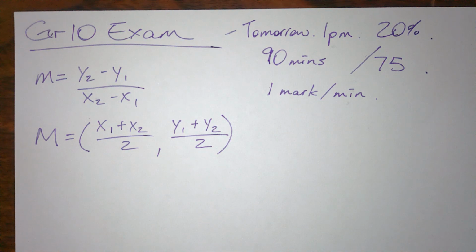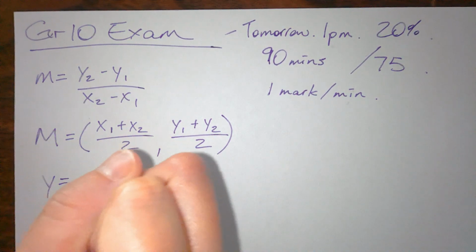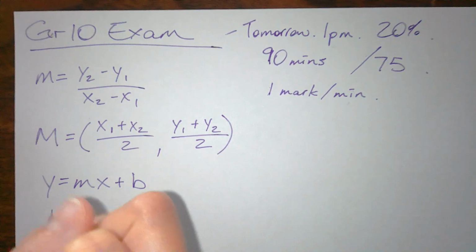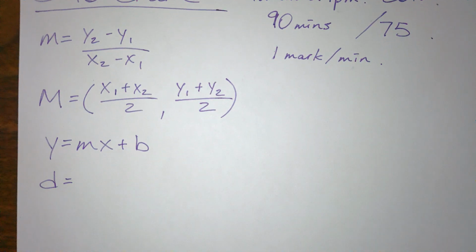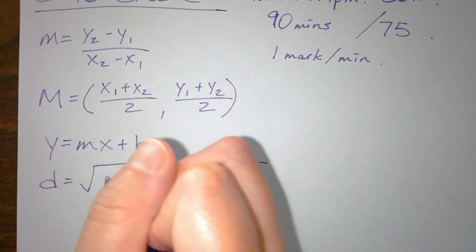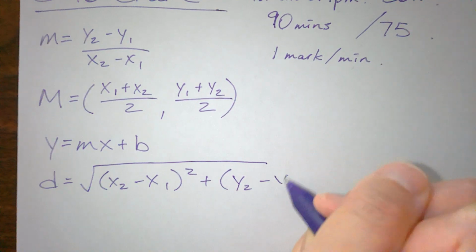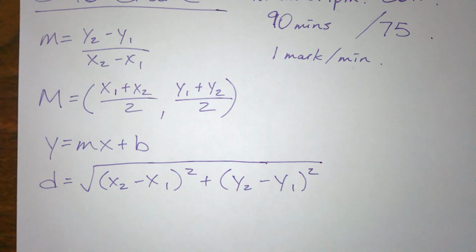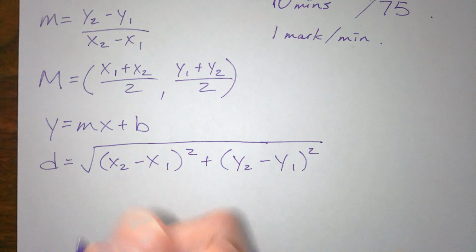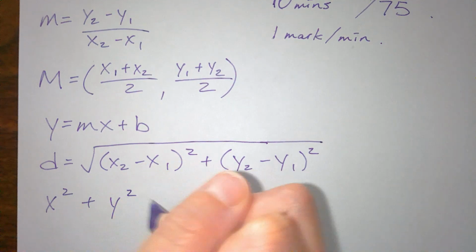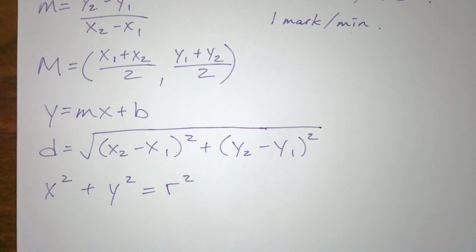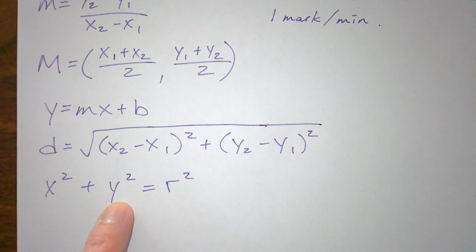Equation of a line. Y equals mx plus b. All right. Distance formula. I want to find the distance of a line. Square root, bracket x2 minus x1 squared plus y2 minus y1 squared. Good. All right. Equation of a circle. X squared plus y squared equals r squared. Okay. You don't have to do ones that are not in the center. Yeah, we're getting to that. So we're just dealing with all the formulas first.